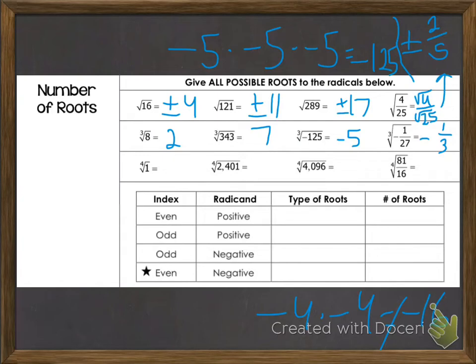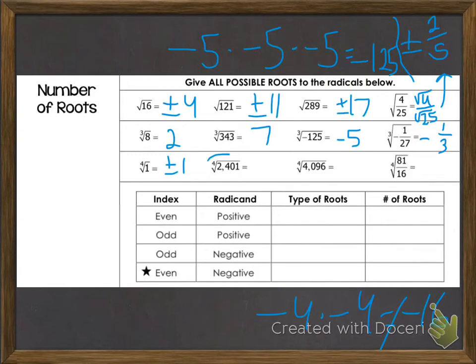So now on to the fourth roots. The fourth root of 1 is actually going to be plus or minus 1. So you're probably going to notice a pattern here. If the index is even, you're going to have a plus or minus. But if your index is an odd number, like 3, 5, 7, all of those, it is not going to have a plus or minus. So keep that in mind when simplifying these.